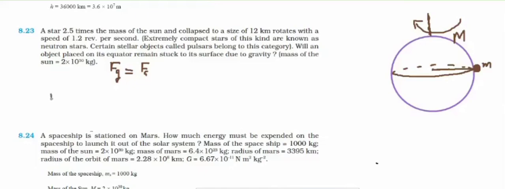Gravitational force you can calculate: Fg is equal to G M m by R square. You can find the value. Then small m, the mass of the object, is not given there, so you will get the answer in terms of small m, that much Newton.